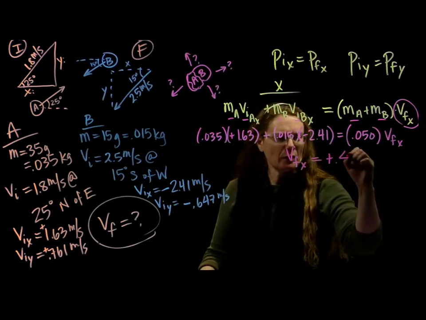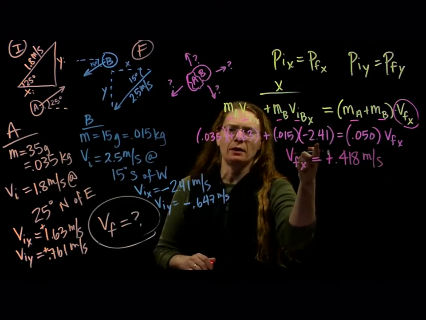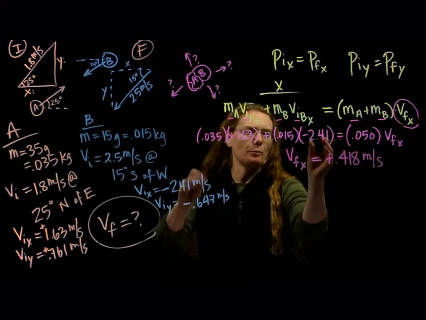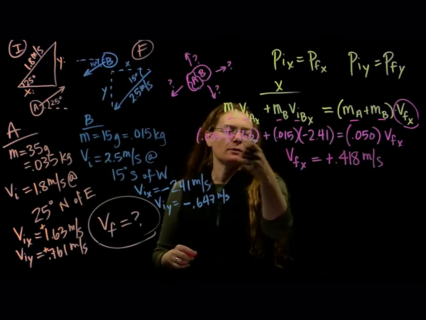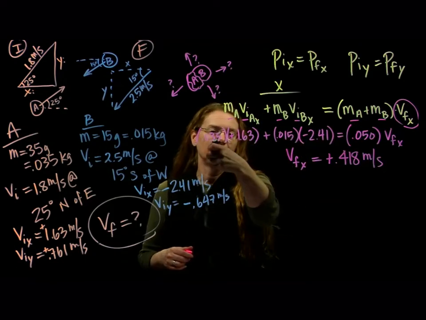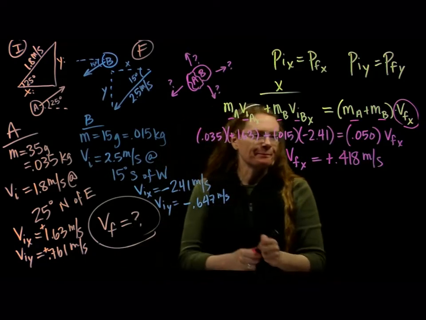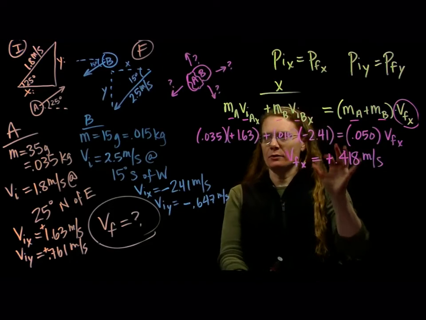Positive 0.418 meters per second. This is a bigger velocity negative. Why did it end up positive? Oh, heavier mass. So heavy mass going to the right, lighter mass going to the left. So even though the lighter mass is going faster, apparently that one wins. All right, so there's my final velocity in the x direction.